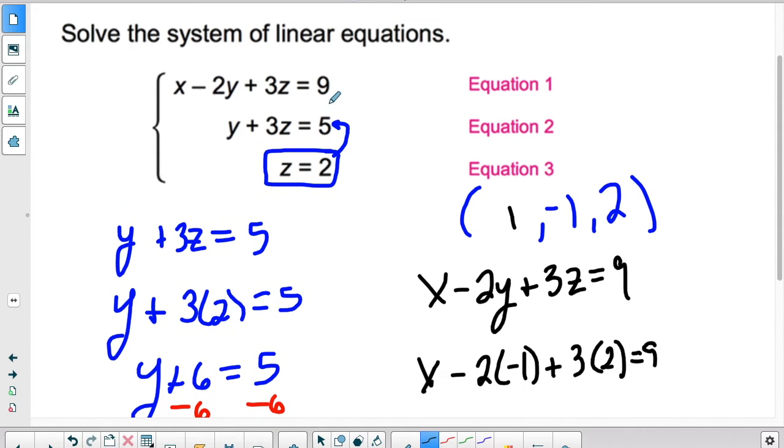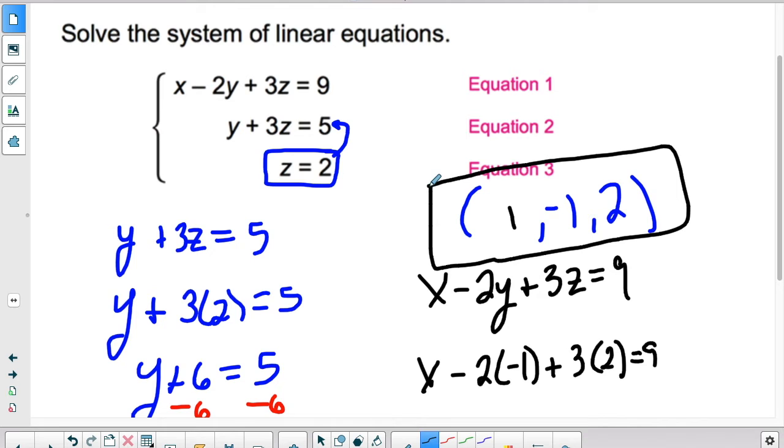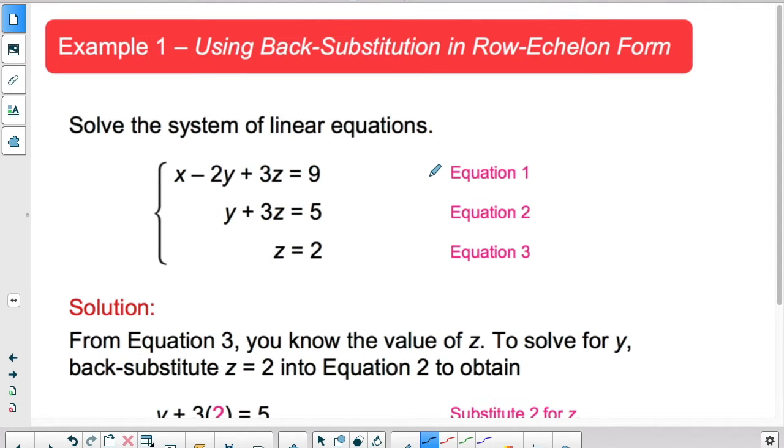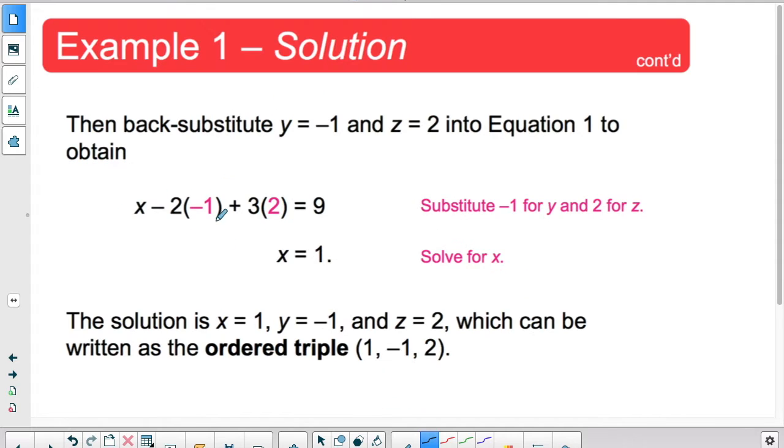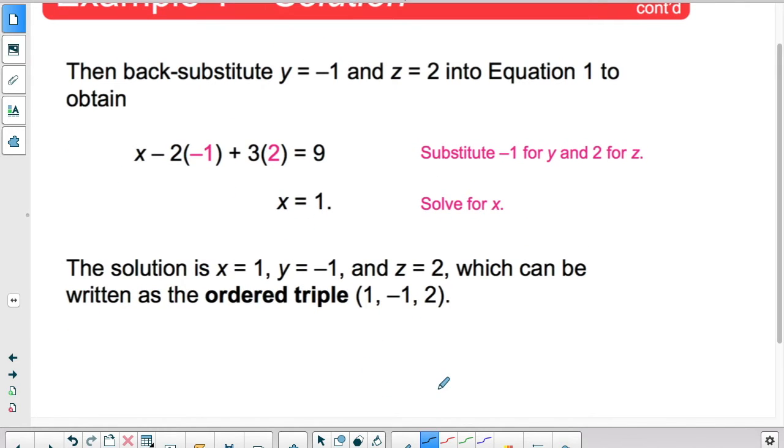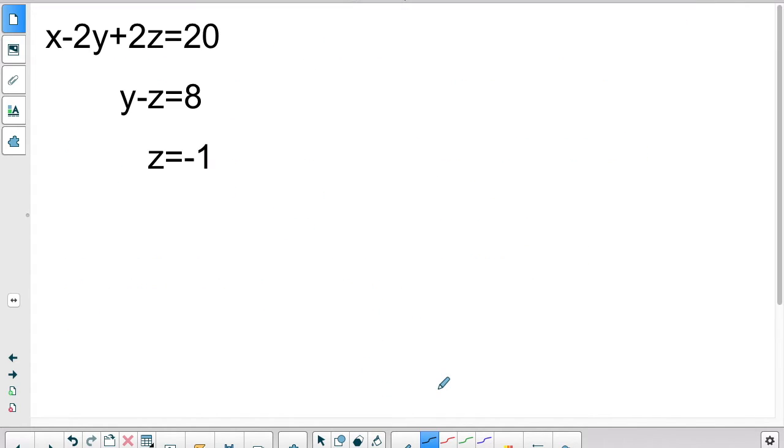We just plugged one variable, z, back into this one and solved for y. Then we plugged y and z into the top one and solved for x and got our solution. So as I said, they plugged in 2 and found y, plugged both of them back into the first one, and we got our ordered triplet. That's all we have to do for this here. So we'll do another one. I'll do one more with you.